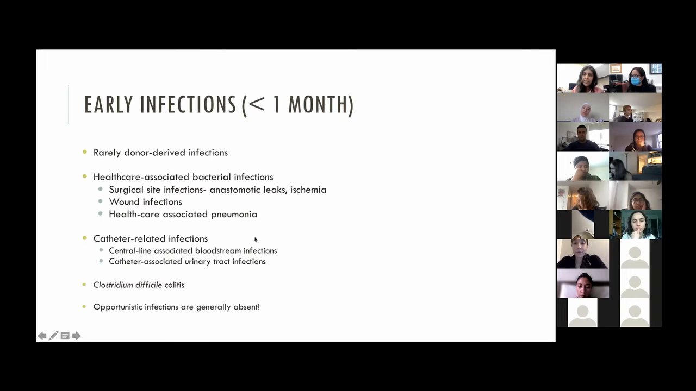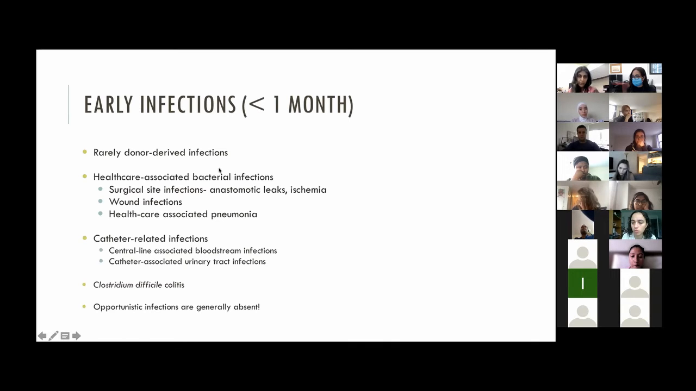So these were good examples of the types of early infections that we see in that peri-transplant, post-transplant period, the immediate less than 1 month post-transplant period. And like I said, they can occasionally be donor-derived, but most commonly what we see are healthcare-associated bacterial infections, such as surgical site infections, wound infections, pneumonias, catheter-related infections, C. diff, and this is not usually a time period where we're seeing an OI, okay?